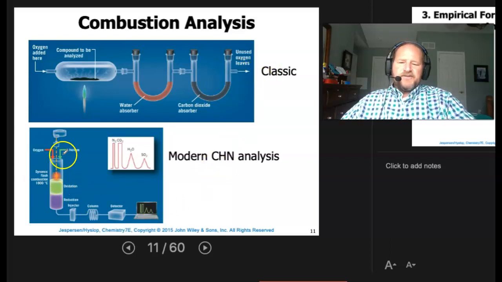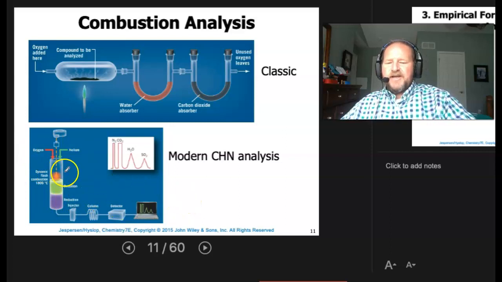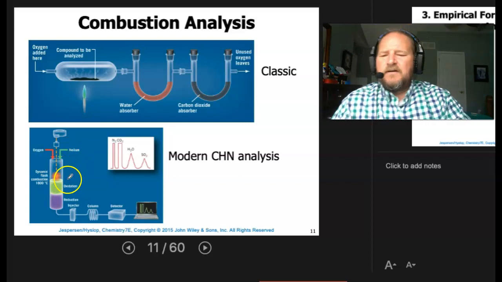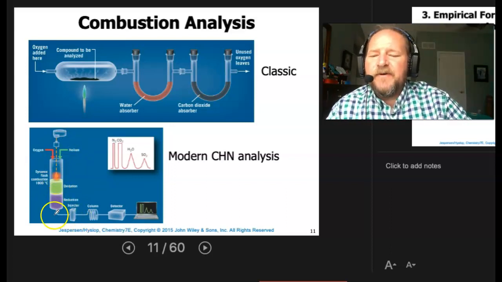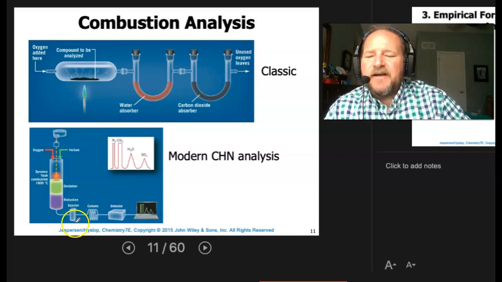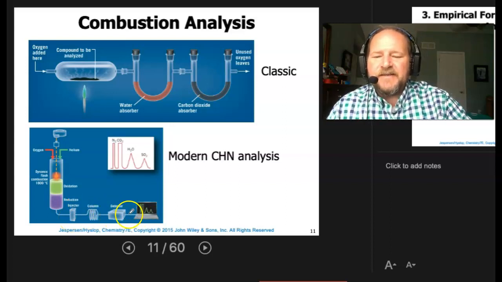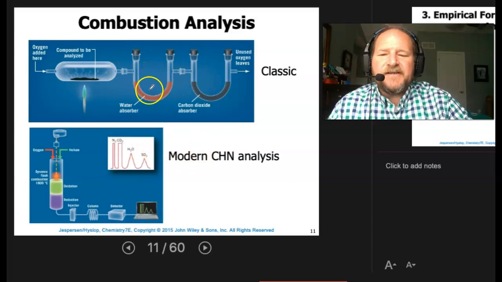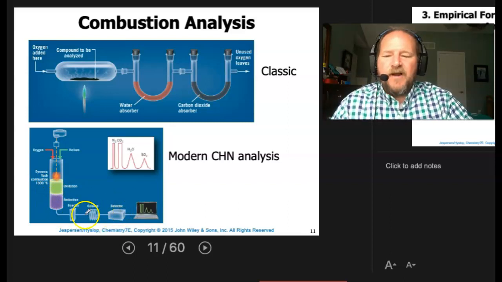Now modern instruments change this up a little bit, right? So here we're going to put our oxygen in. We're going to have our oxidation component and a reduction component. Your products are going to come down here and get cut in the column, and then go through a detector, and then we're going to be able to detect what's there. So classically, we're scrubbing the water, scrubbing the carbon dioxide. Now we're pretty much doing the same thing here, except now we're letting the computer take care of it, and we're going to run it through a column.